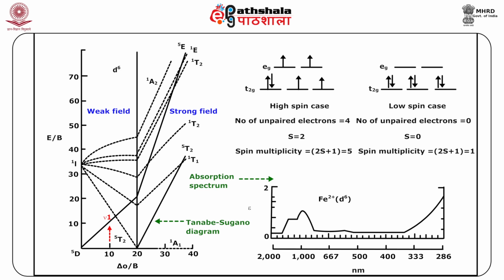This transition is shown in the absorption spectrum of the complex, but looking closely at the spectrum, it can be noted that a single peak is split into two. This is actually a result of Jahn-Teller distortion, which leads to splitting of the bands. The value of delta naught is given by the energy of this absorption band.